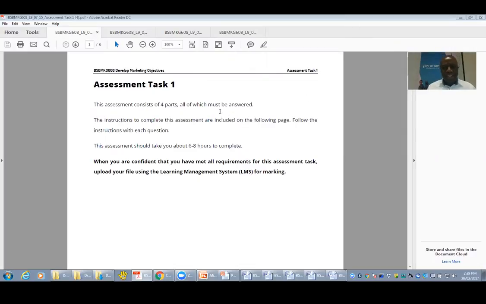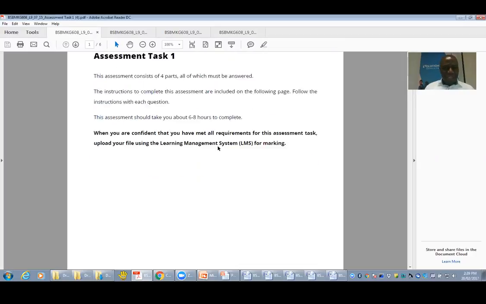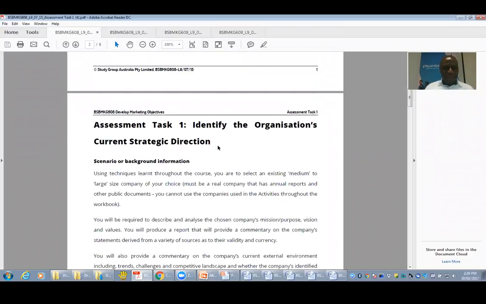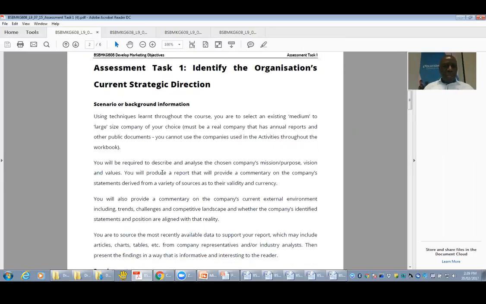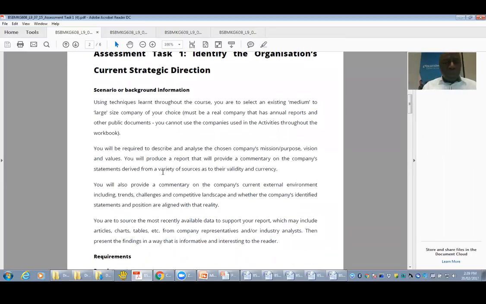Yes, we've got Task 1 right in front of us. Let's read what it's talking about. Task 1: identify the organization's current strategic direction. It is important that we read the question together, so that when we break it down and show you how to answer it, you are following me as we go through it.